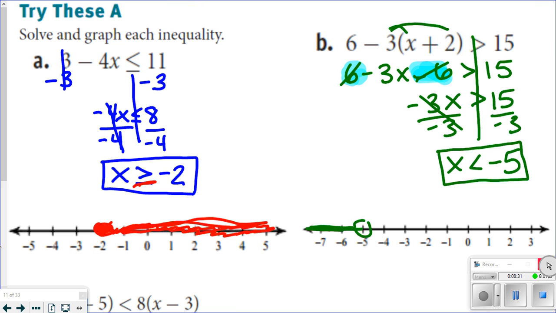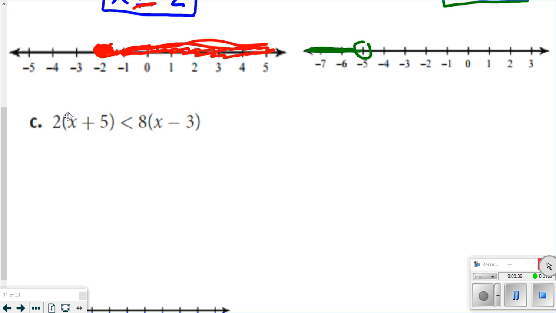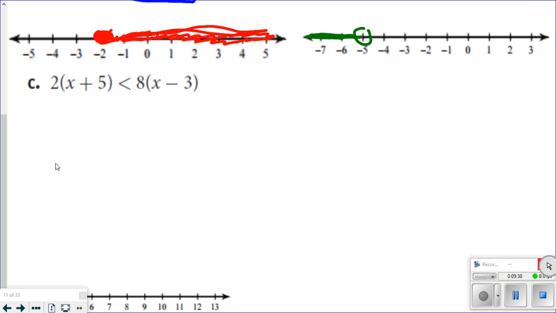Question C. I have parentheses on both sides of my inequality symbol. So we distribute here. 2 times x, 2 times 5, 8 times x, 8 times negative 3.